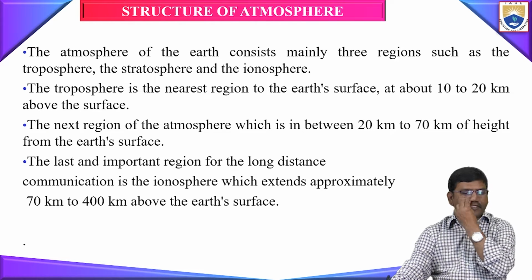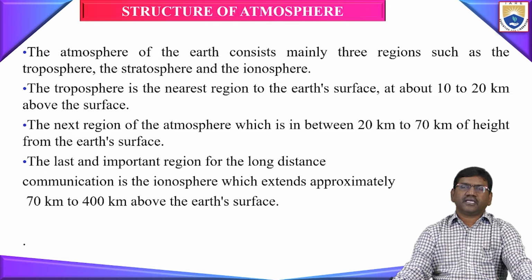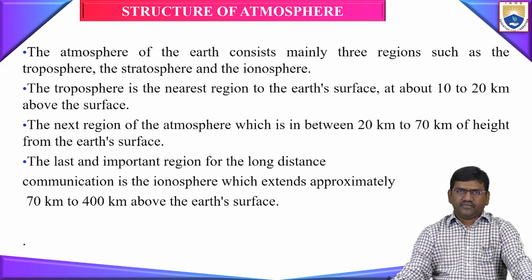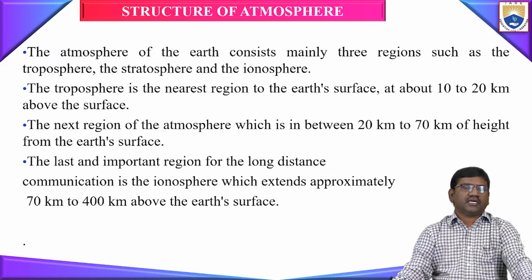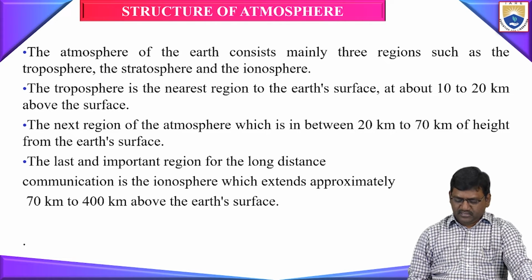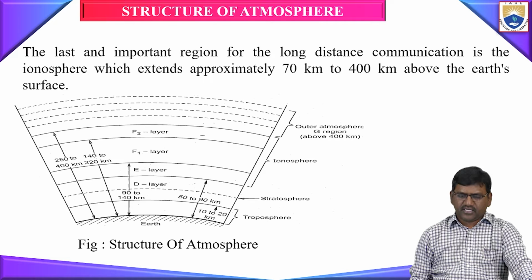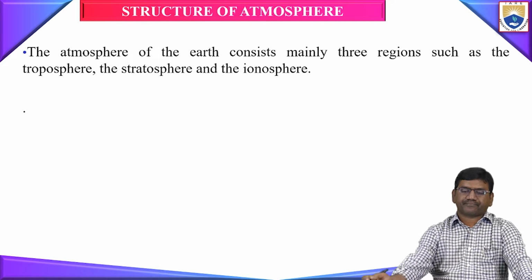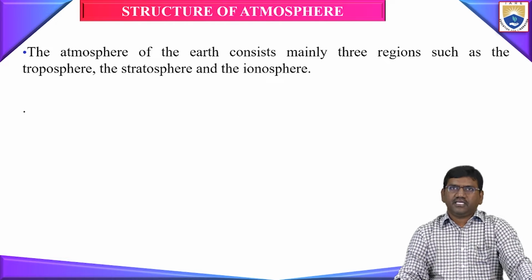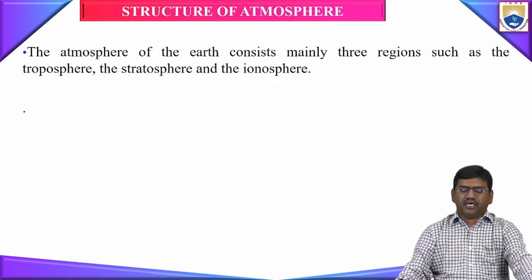So the structure of the atmosphere is divided into tropospheric, stratospheric and ionospheric regions, and in the ionospheric region there are again some layers. How are these layers formed? What is the phenomenon behind it? What is the distance of propagation when we propagate the signal into these layers? We will see about the atmosphere. The atmosphere of the Earth consists of three regions: the troposphere, stratosphere and ionosphere. Let us see how these different layers are formed in the atmosphere.